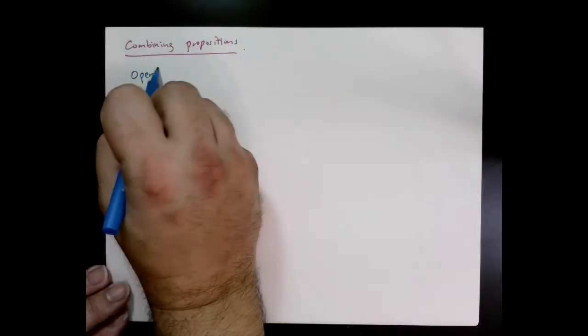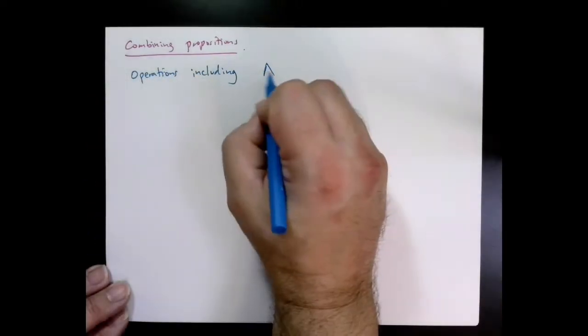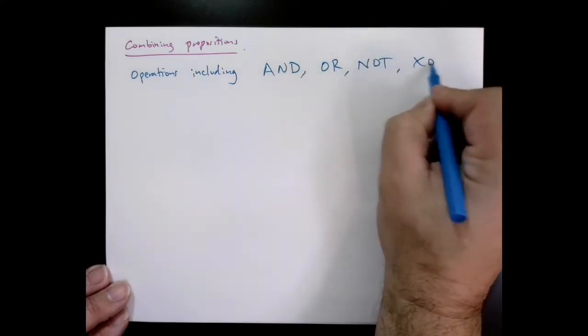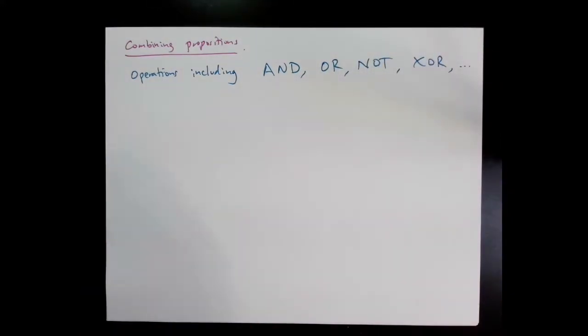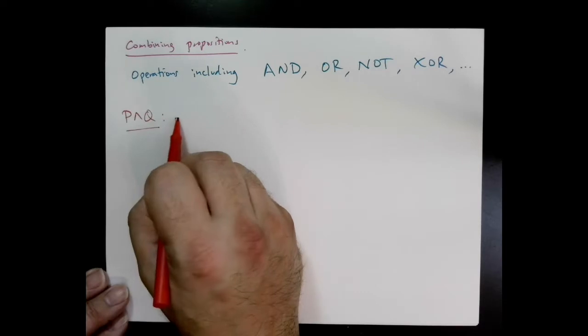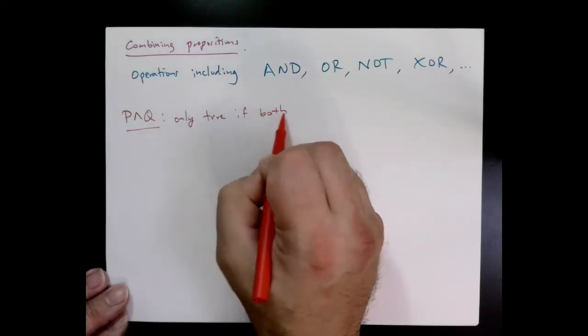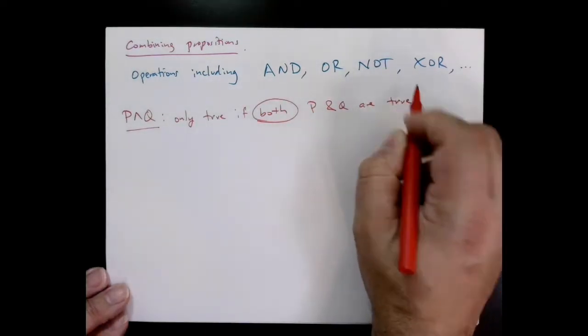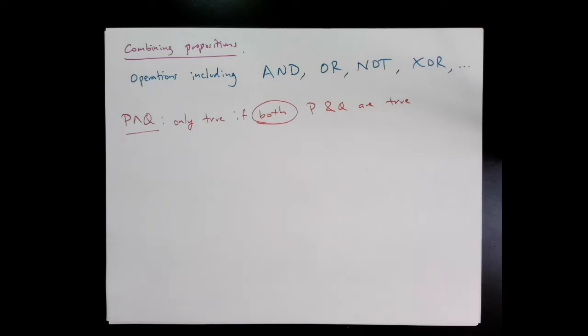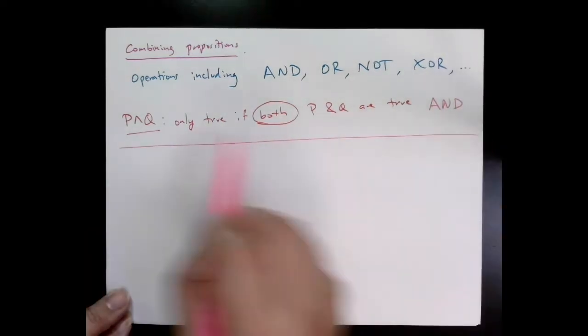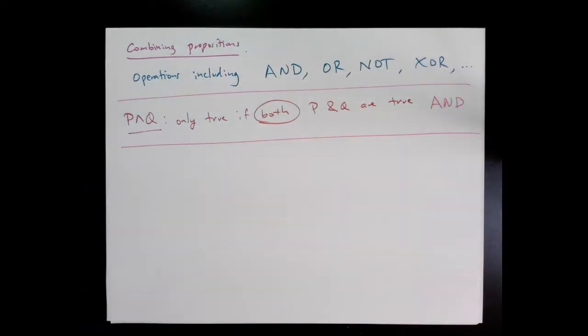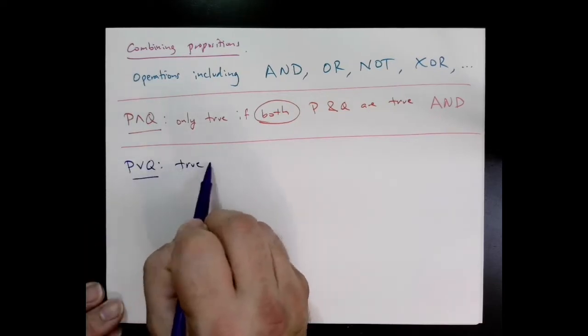Now let's talk about how to combine propositions. So it turns out that there are a lot of operations on propositions that we can combine to make more complicated propositions. These are sometimes known as and, or, not, and exclusive or, and there's more, but let's just do a few for now. So let's talk about and. And is a proposition that's only true if both of its parts are true. So P and Q is only true if P is true and Q is true. That's where the and comes from.